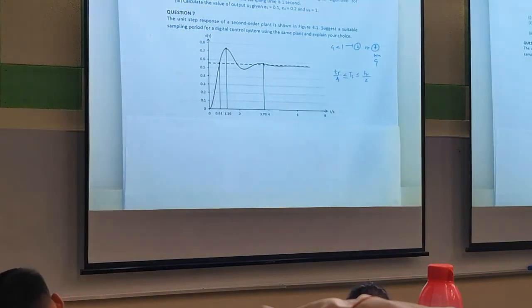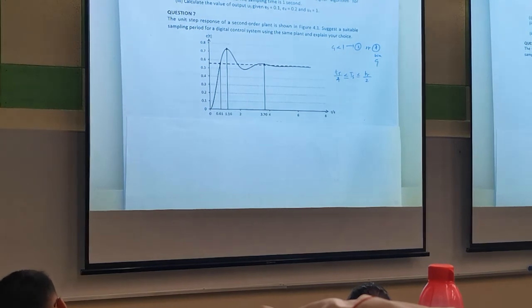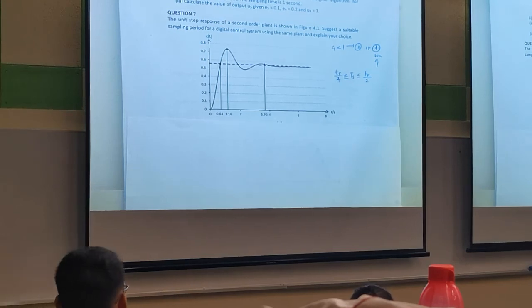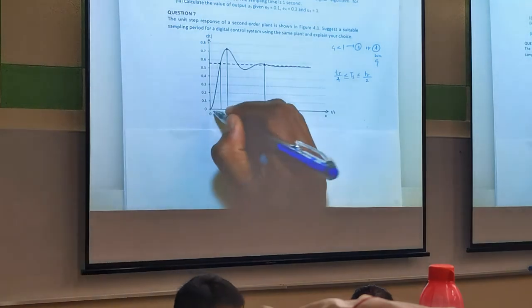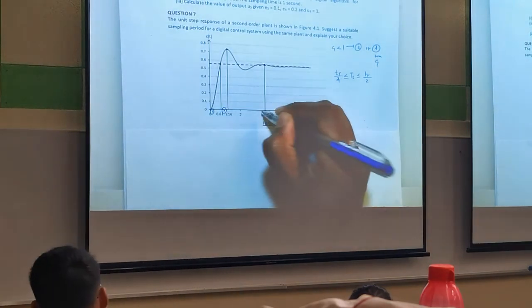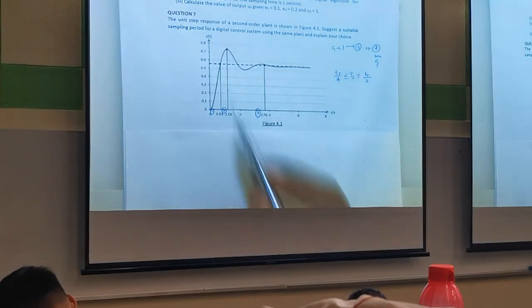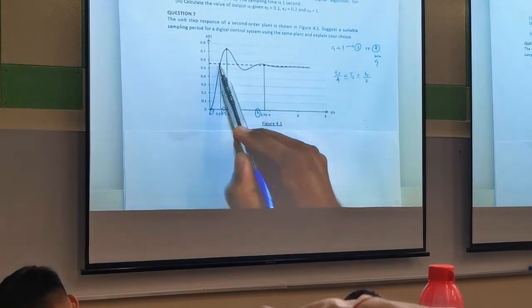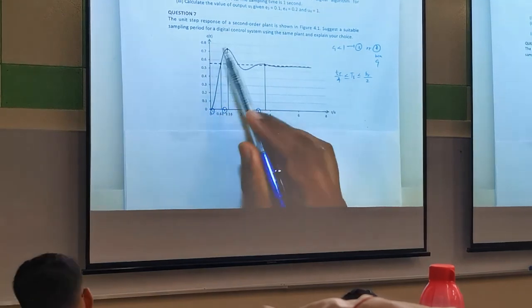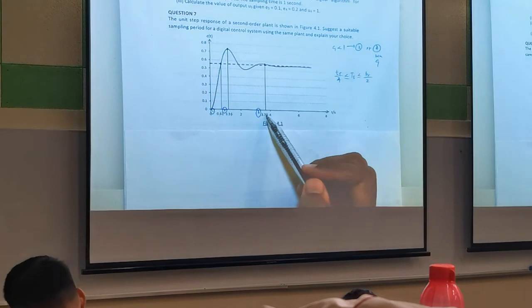So how do we find the TR from this given question? Where's the TR here? There are a few times labeled there. Which one to use? 1, 2, 3. 0.61 is here, 1.16 is my point number 2, which is here, and 3.7 is here.